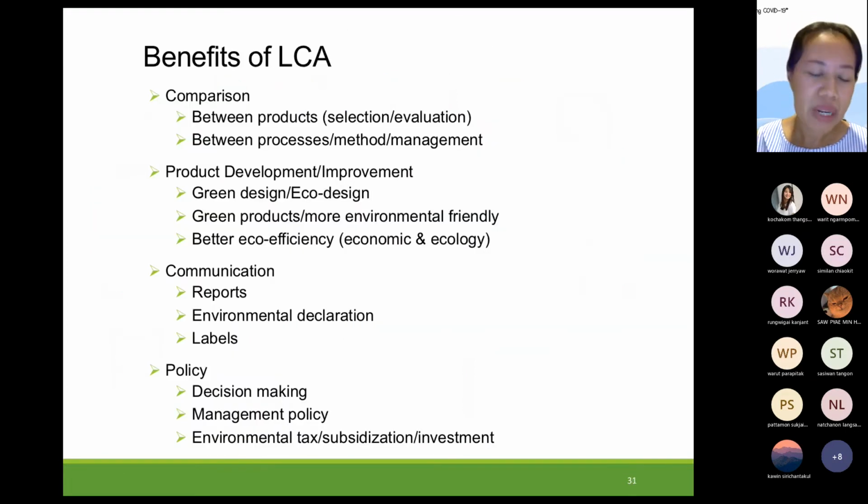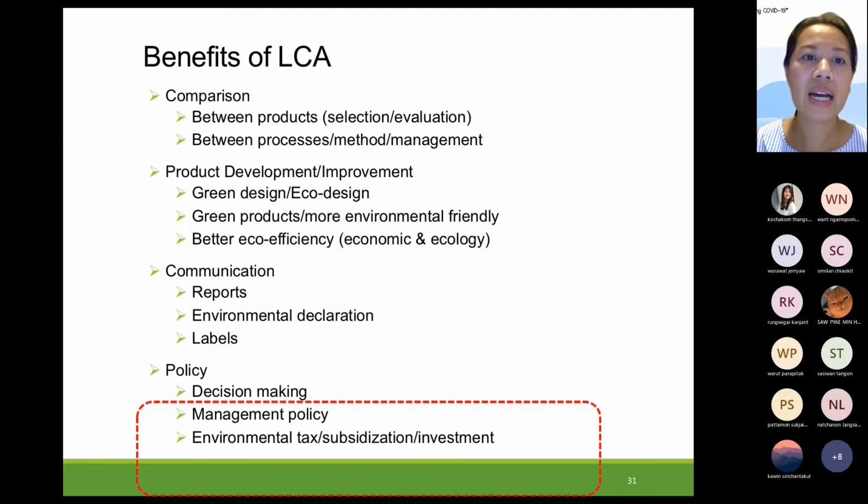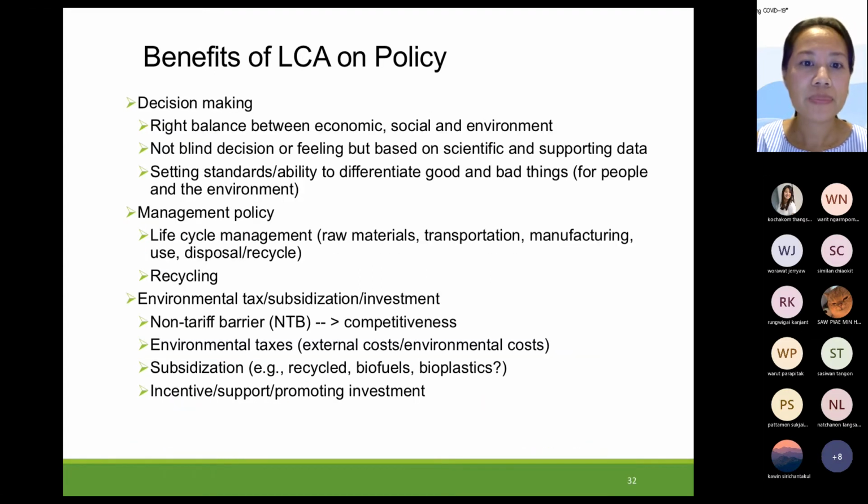And also the other benefit is policy. After you know the life cycle of your product, maybe the government can use this information to decide the policy, or decide the label or the grade of the label, something like that, to make the policy about the product life cycle.